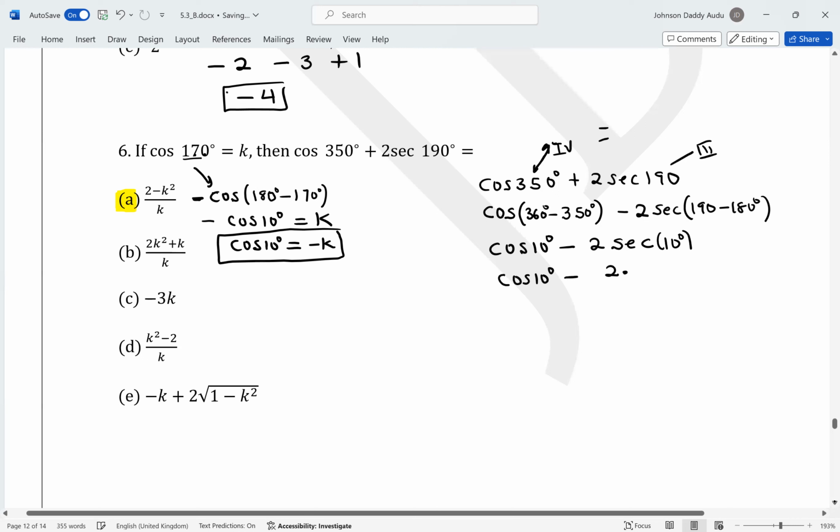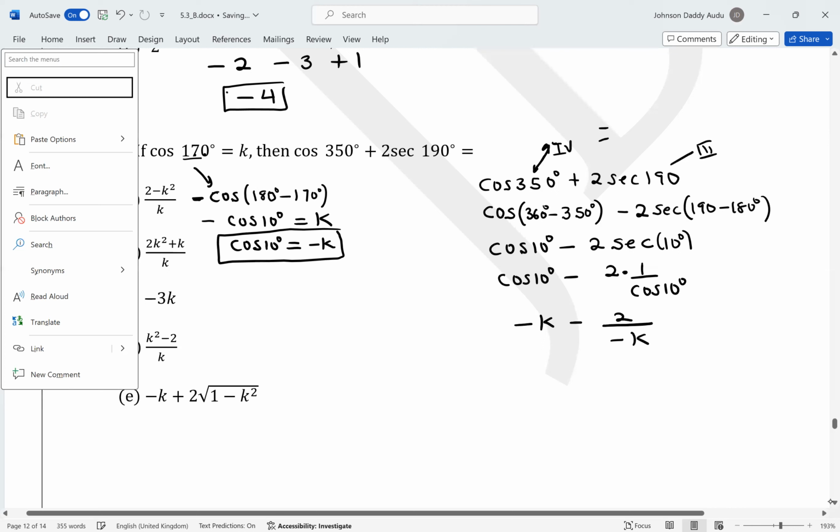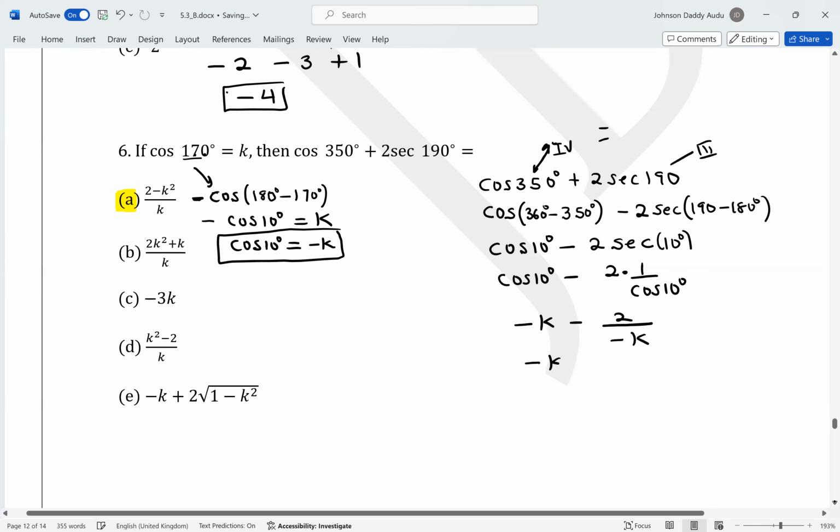This is the same thing as 2 times 1 over cosine of 10. But we know that cosine of 10 degrees is minus k. So here we'll have minus k minus 2 over another minus k. So this is what we have. And this is going to be minus k plus 2 over k, because this minus and this minus will become plus.